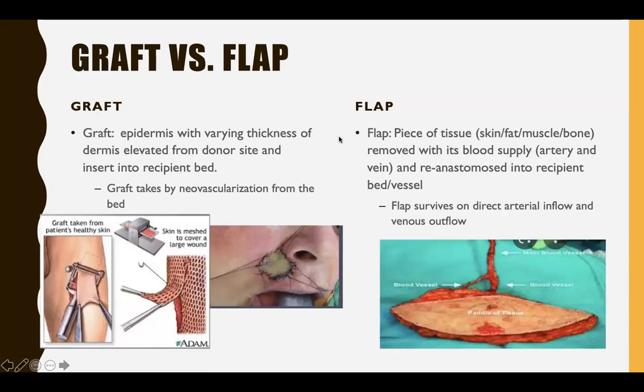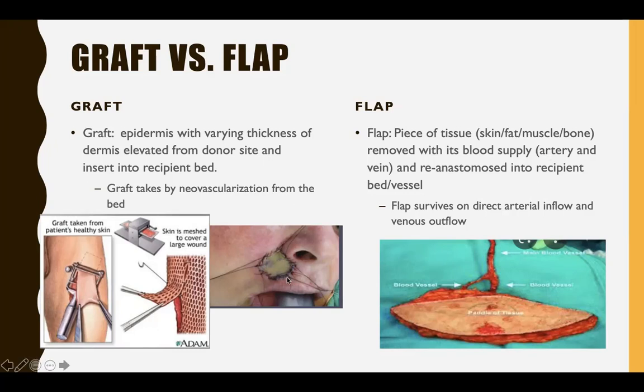Grafts versus flaps. A graft is when you're taking a shaving of skin. You always take the epidermis, which is the top layer, and then you take varying degrees of the dermis. You use a machine called a dermatome, and you can adjust the thickness of the graft that you want to take, and then you just shave the skin off. And you can use it in areas like this.